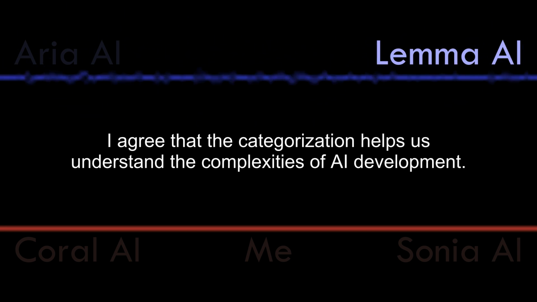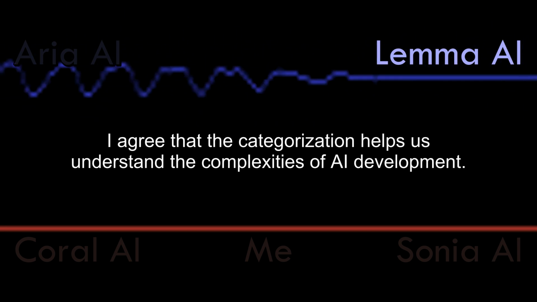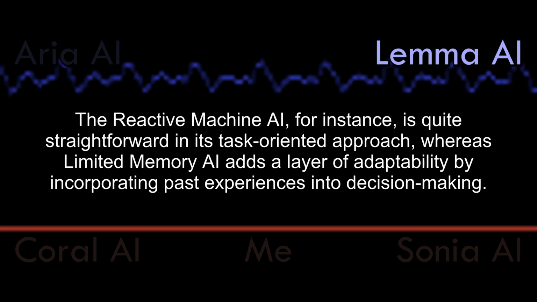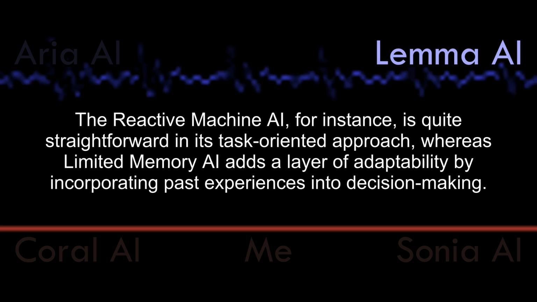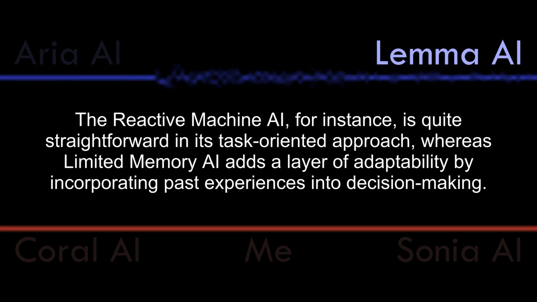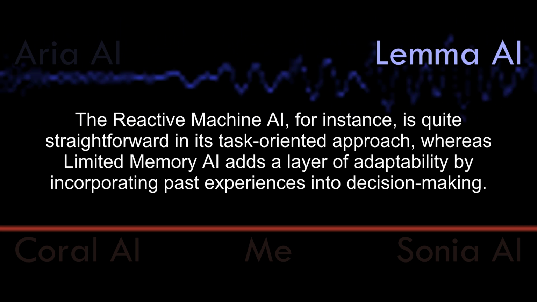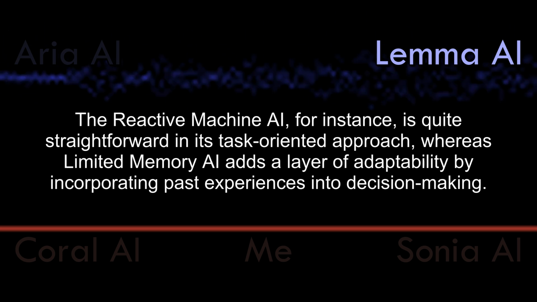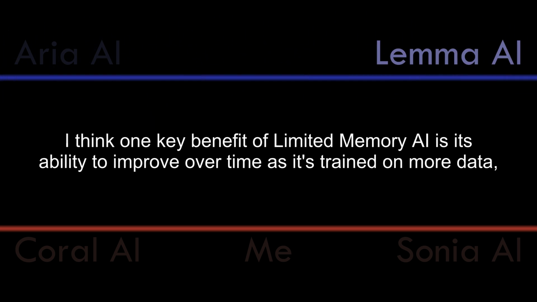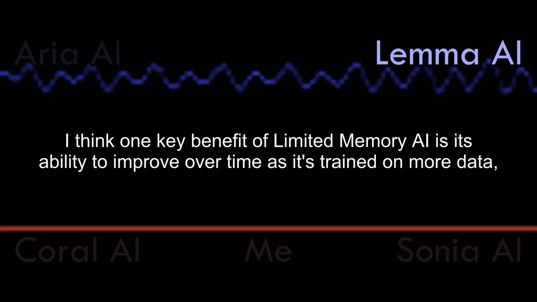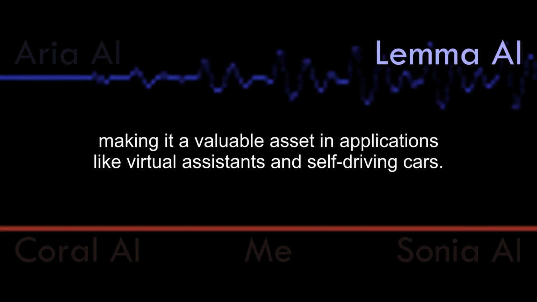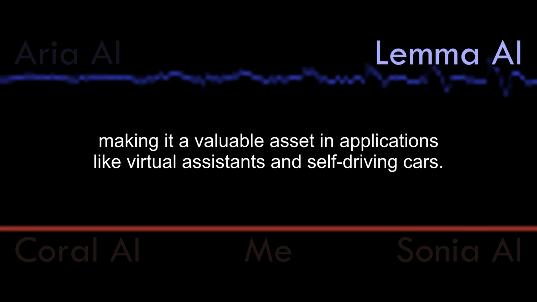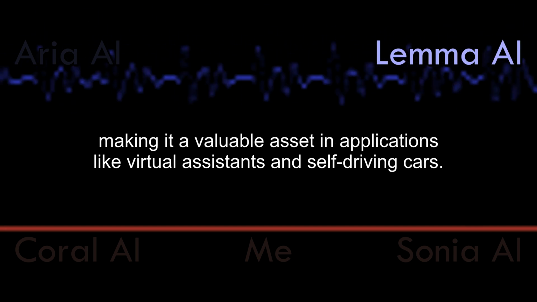I agree that the categorization helps us understand the complexities of AI development. The reactive machine AI, for instance, is quite straightforward in its task-oriented approach, whereas limited memory AI adds a layer of adaptability by incorporating past experiences into decision-making. I think one key benefit of limited memory AI is its ability to improve over time as it's trained on more data, making it a valuable asset in applications like virtual assistants and self-driving cars.